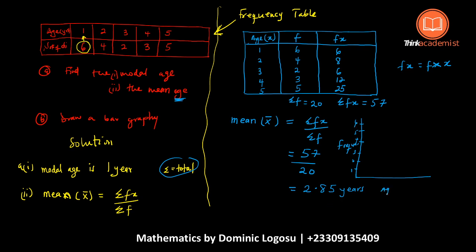This side should be our age, which is x. Now, you should have the same interval between the bars. So if this is the first bar, this is age 1, which is 6. You don't write the age at the beginning or at the end of the bar, but it should be in the middle. So this is age 1.